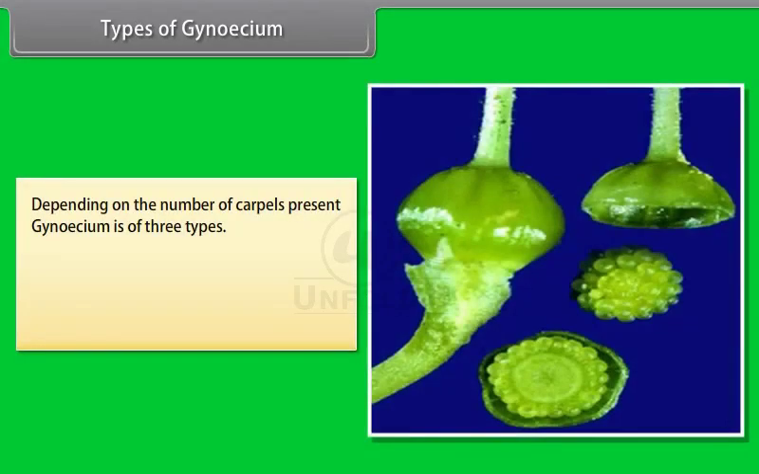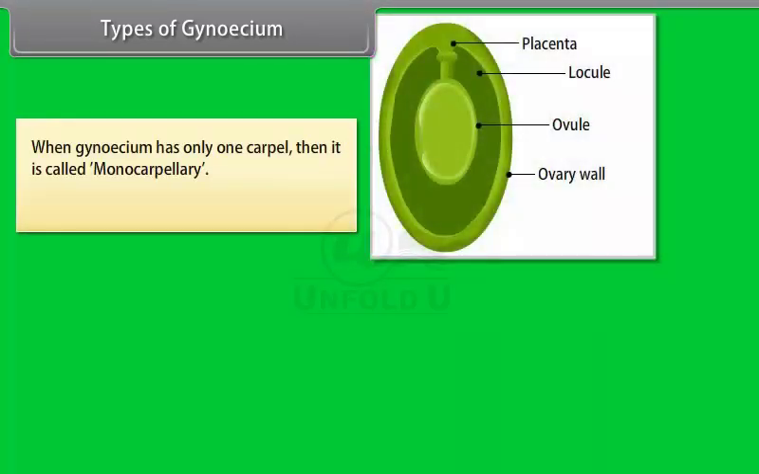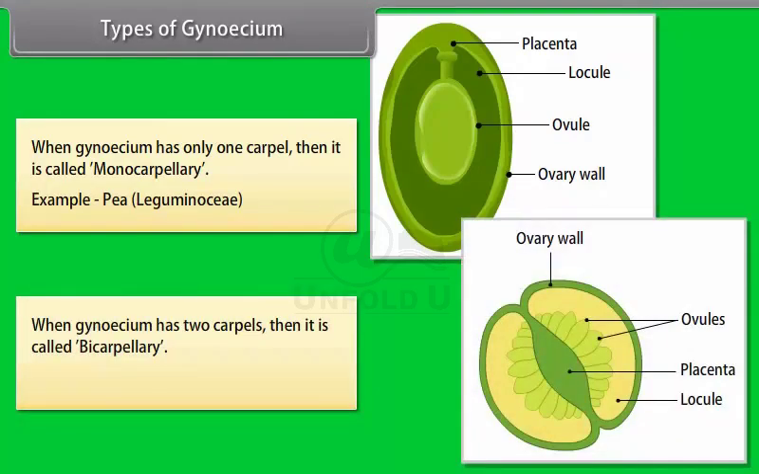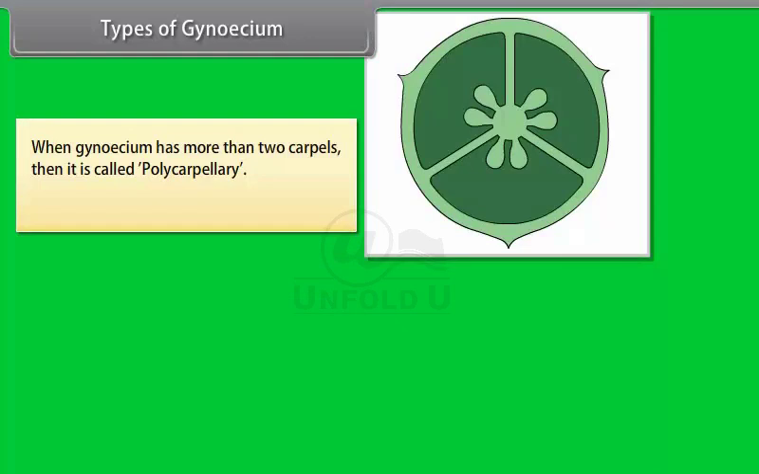Types of gynoecium. Depending on the number of carpels present, gynoecium is of three types: monocarpellary, bicarpellary, polycarpellary. When gynoecium has only one carpel, it is called monocarpellary. Example, pea, Leguminosae. When gynoecium has two carpels, it is called bicarpellary. Example, Solanaceae, Cruciferae. When gynoecium has more than two carpels, it is called polycarpellary.